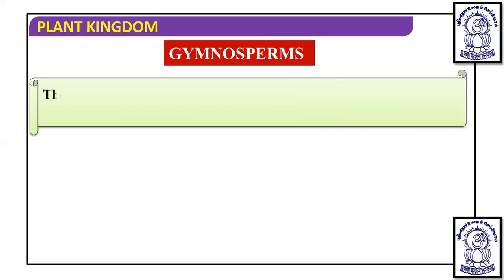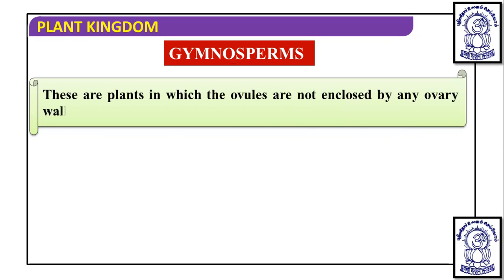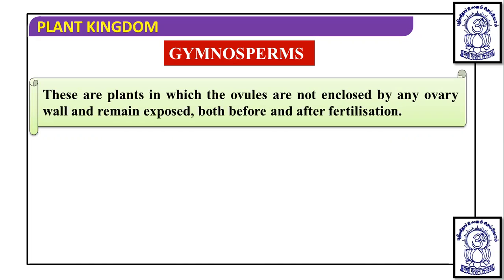Now this gymnosperm, if we talk, they are plants in which ovules are not enclosed by any ovary wall. So what is happening here? See, they have seeds. An ovule gets modified and forms a seed. If an ovary wall is there, that forms pericarp, and then only fruit can be formed. But in gymnosperm, ovule is there, but ovary wall is not there. Because of this, there is no fruit formation, and these are plants in which ovule is not enclosed by any ovary wall. So the ovule remains exposed both before and after fertilization.